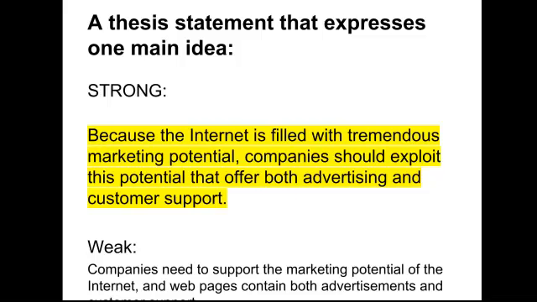The internet offers marketing potential. A weak thesis statement on the same topic might read, companies need to support the marketing potential of the internet, and web pages should contain both advertisements and customer support.